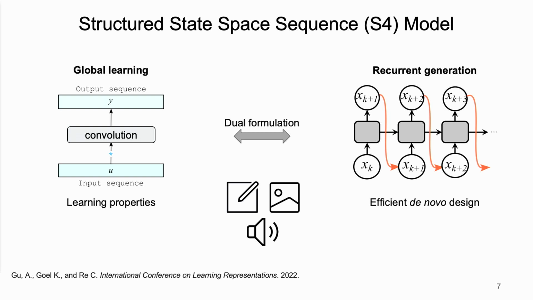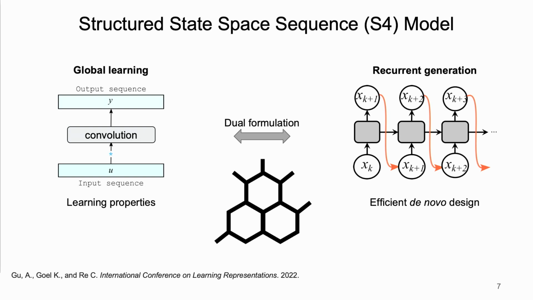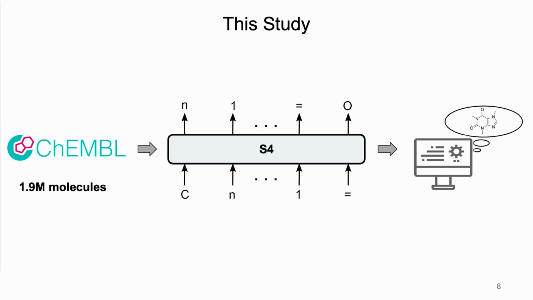But now the question arises, what about molecules? Can we use this S4 model to generate molecules? Here, we seek an answer to this question. So we, again, use this typical chemical language pipeline. We start with a set of generic molecules from ChEMBL, 1.9 million. And then this time we put an S4 on top of those molecules, and then we generate. And of course, then we start asking questions.